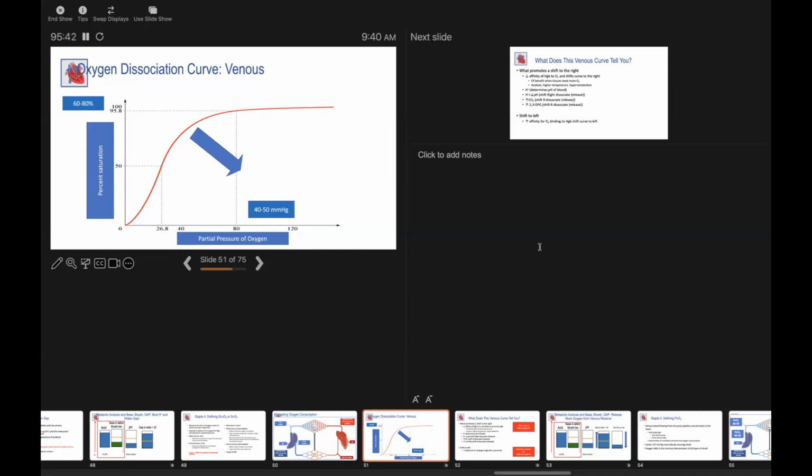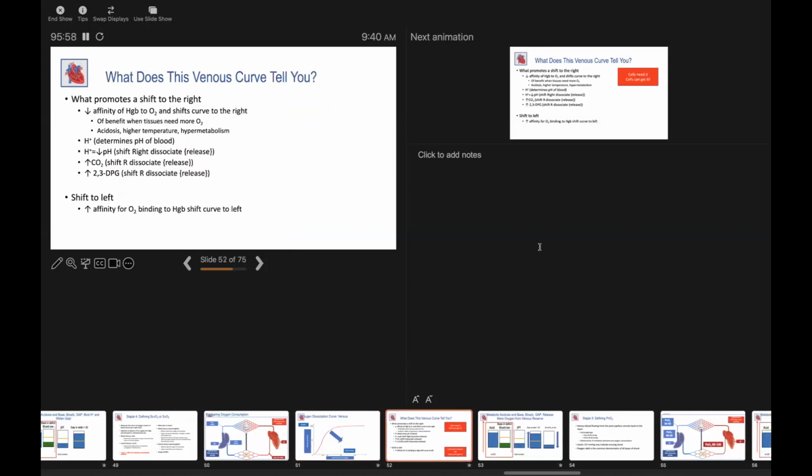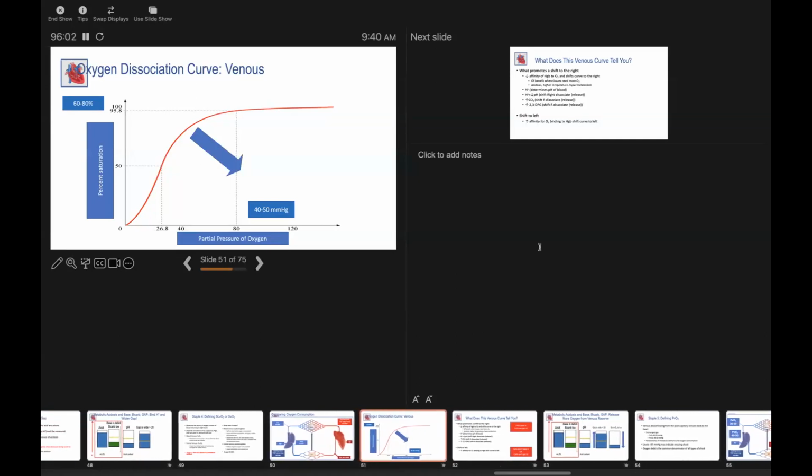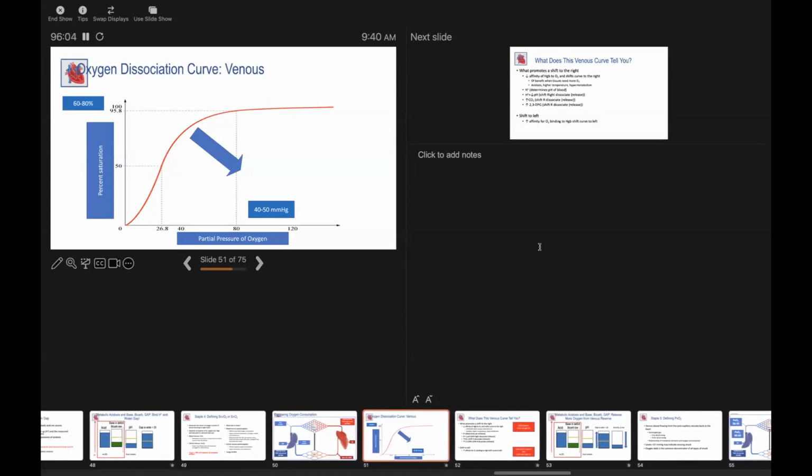Yes, always. With metabolic acidosis, always expect a shift to the right. Shift to the left means hemoglobin is latching on to the oxygen. Shift to the left, latched on.